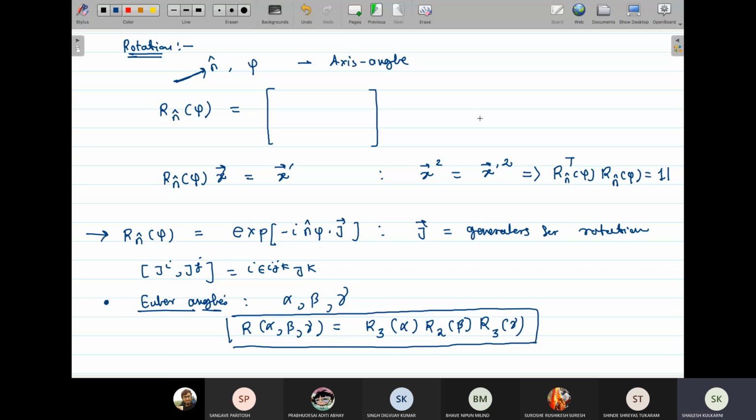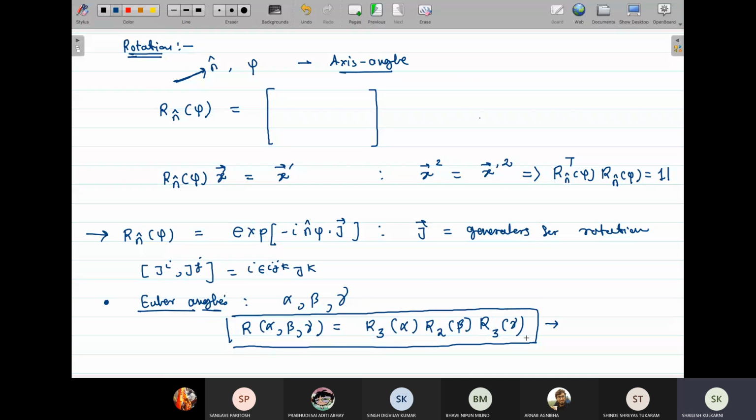Euler axis angles and Euler angles. Axis angle or Euler angle. So this you heard, right? Yes, sir. Fine. So one is axis angle parameterization and one is Euler angle parameterization. Okay, both are useful.